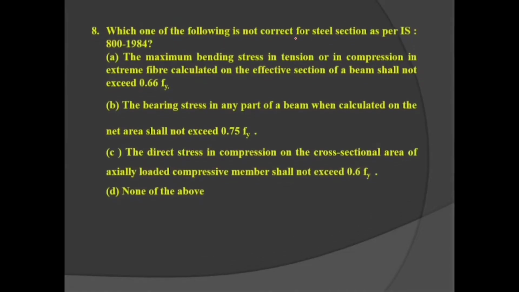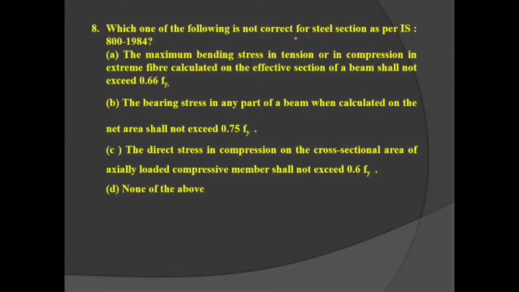Question number 8. Which one of the following is not correct? Please be careful. Here a false statement is asked. Not correct for steel section. The maximum bending tensile stress in tension and in compression, extreme fiber calculated on the effective section of a beam shall not exceed 0.66 Fy. This is okay. The bearing stress, obviously this value is also okay because the bearing stress shall not exceed 0.75 Fy.